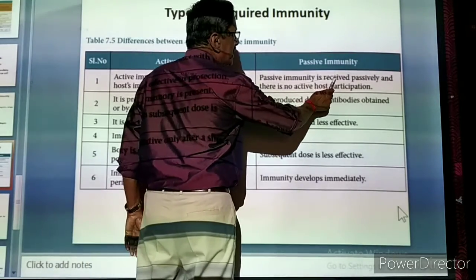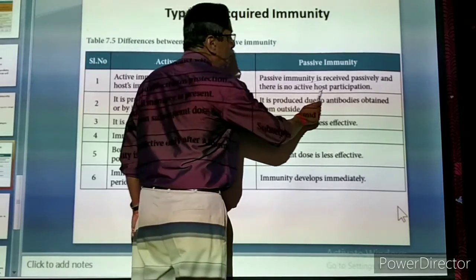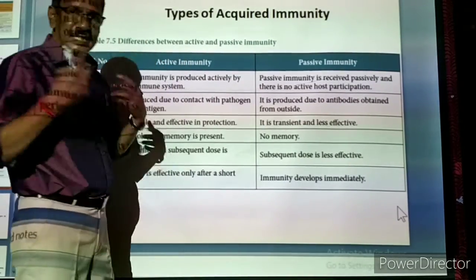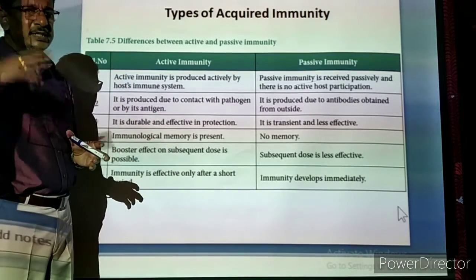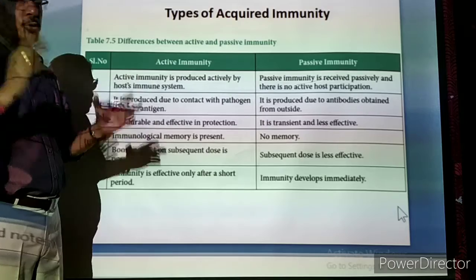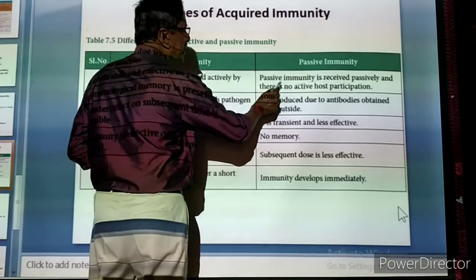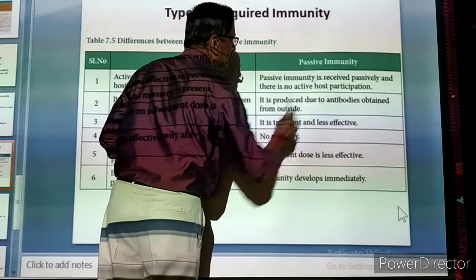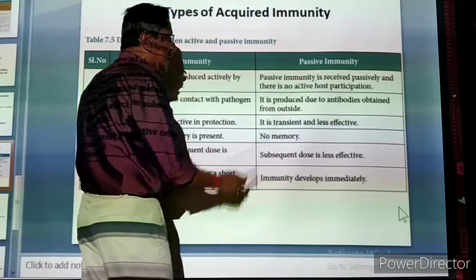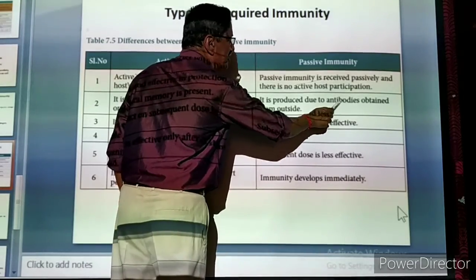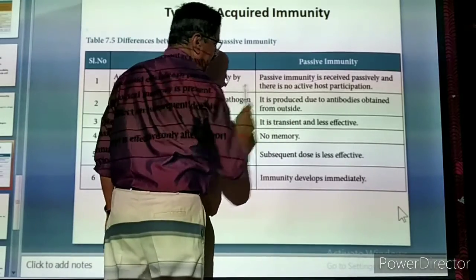Passive immunity is received passively. Passively means from outside, and there is no active host participation. Host means our body. Our body will never participate. Just simply swallowing the medicine is acting. Our blood, our bones or our glands are not acting at all. That is no active host participation. It is produced due to antibodies obtained from outside. Antibodies here means synthetic chemical medicine obtained from outside.